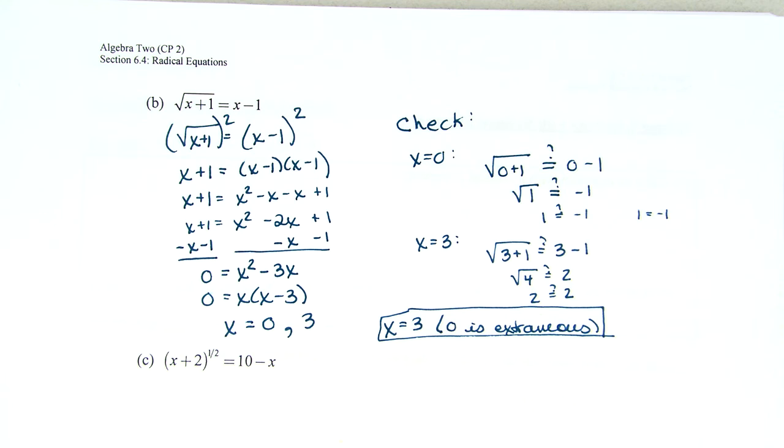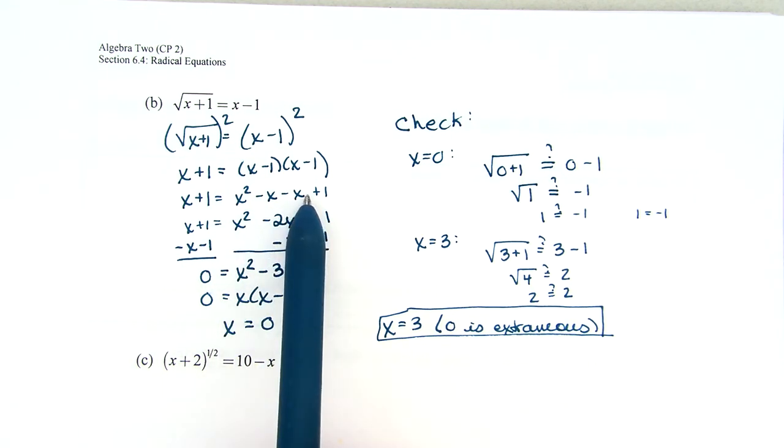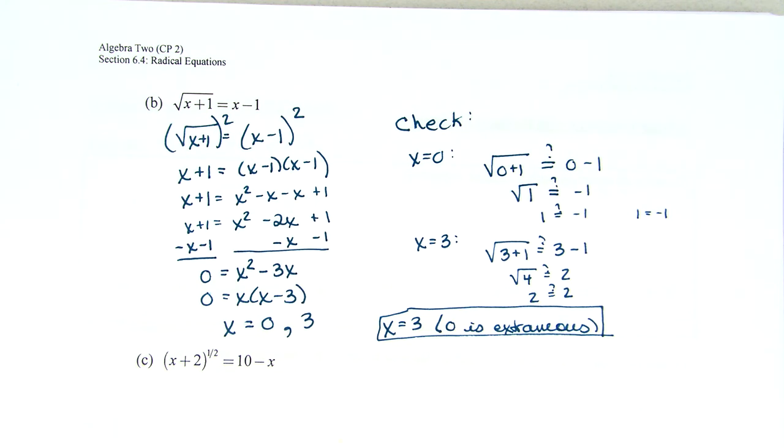Do you see why we had to FOIL in this problem? The x minus 1s. And then as soon as we start getting a square, we got to make it equal 0, quadratic equation, factor if you can, quadratic formula if you don't feel like it, and all that stuff.